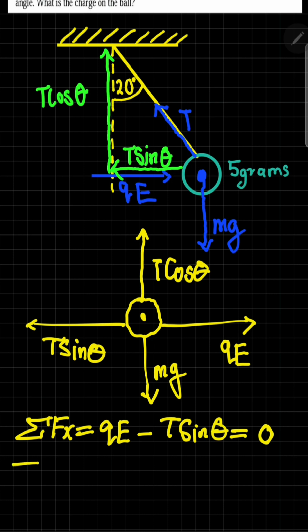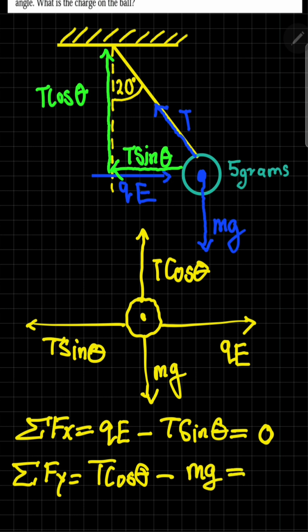And in the y as well, the summation of forces in the y will be equal to T cosine theta, which is acting in the positive y direction, minus mg, which is acting in the negative y direction, and these forces sum up to 0.